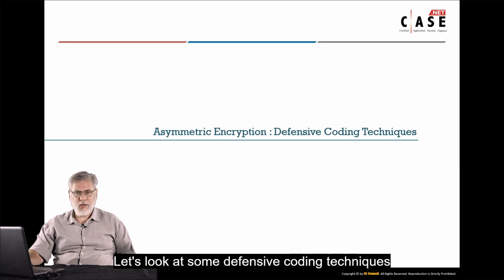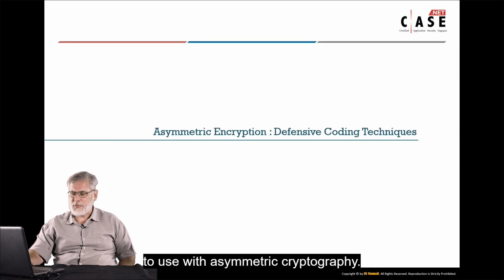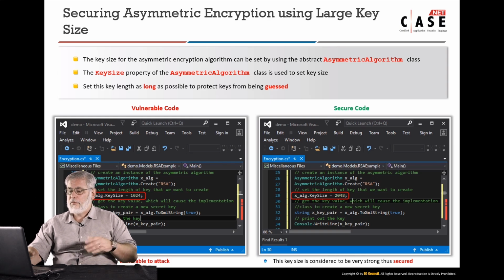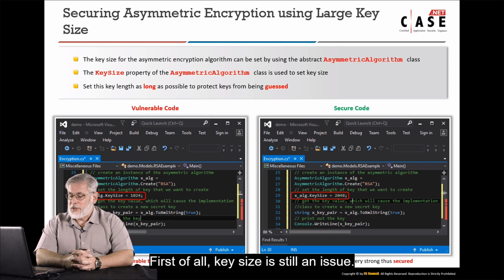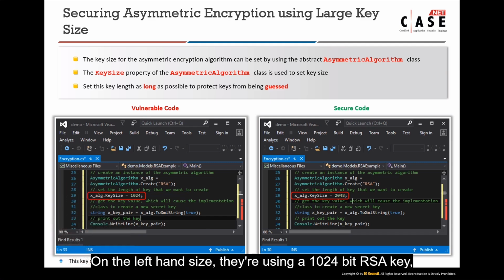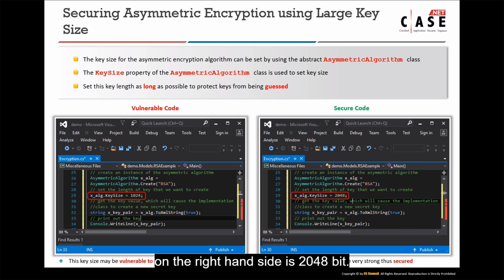Let's look at some defensive coding techniques to use with asymmetric cryptography. First of all, key size is still an issue. On the left-hand side, they're using a 1024-bit RSA key. On the right-hand side is 2048-bit. We're back to the same issue, the largest key that's practical in your scenario.